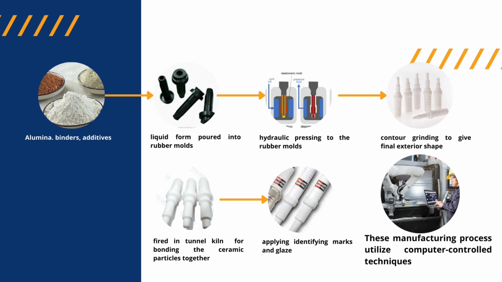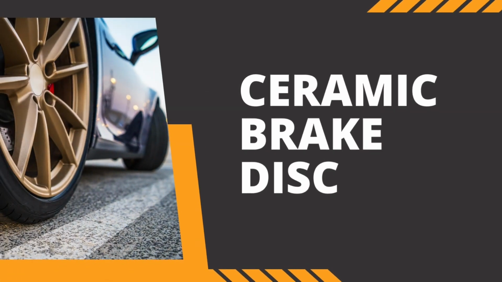Next will be the firing in a tunnel kiln for the bonding of the ceramic particles together. After the firing, we will apply the identifying marks and glaze. The insulators may be fired again after identifying marks and glaze are applied. Take note that this process utilizes computer-controlled techniques to ensure the quality and efficiency of the ceramic insulator. Now let's move on to the ceramic brake disc manufacturing process.